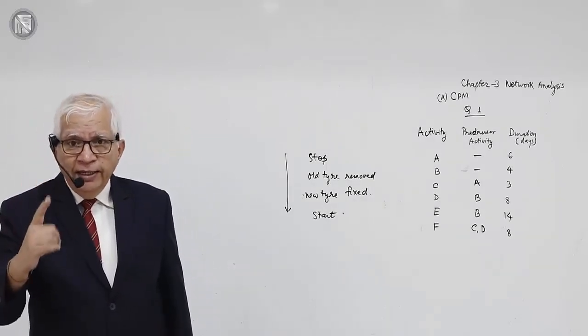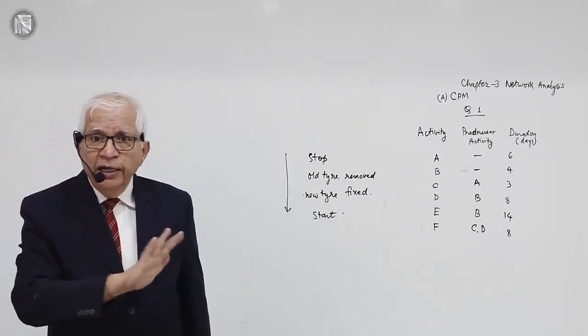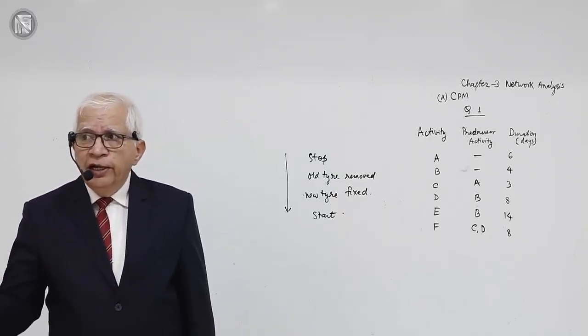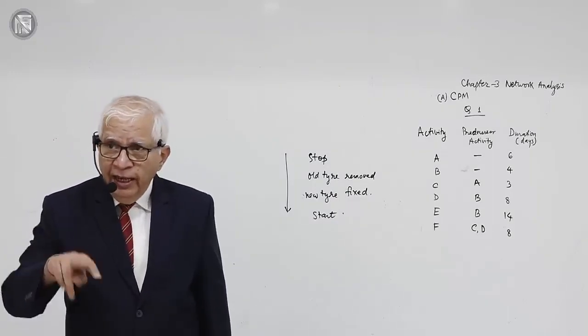So slab laying is sequential. Painting is not sequential. Painting can even be parallel. Suppose there are two painters, they can do 2 floors at the same time. So it can happen at the same time.